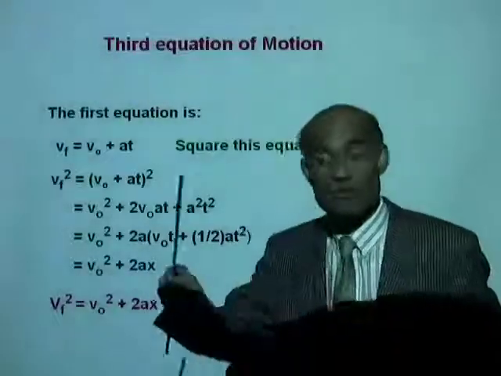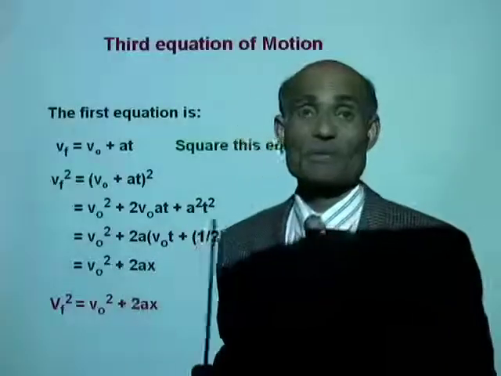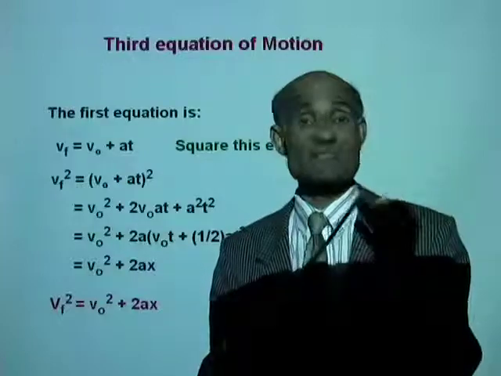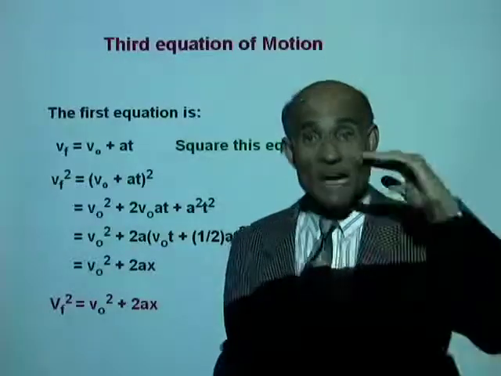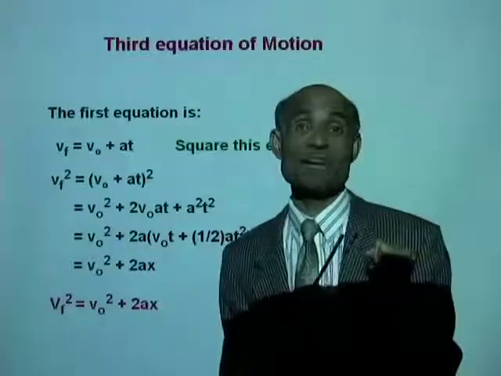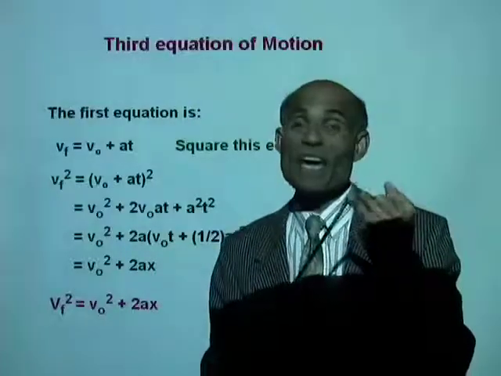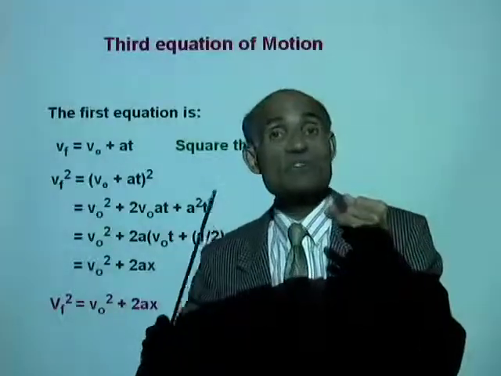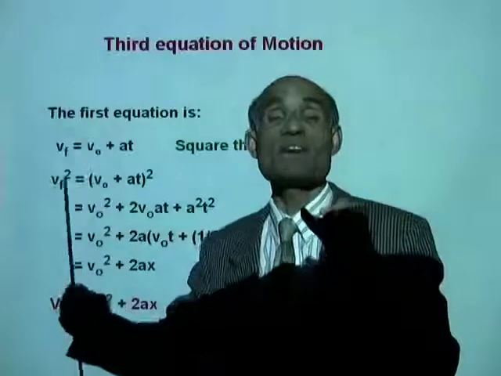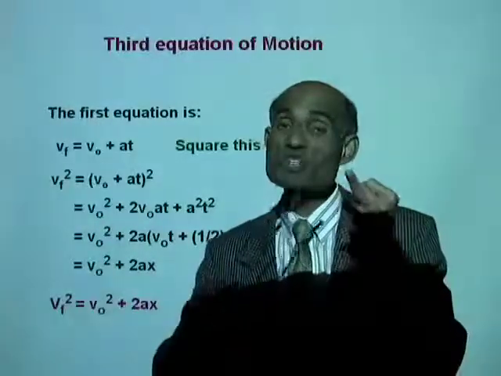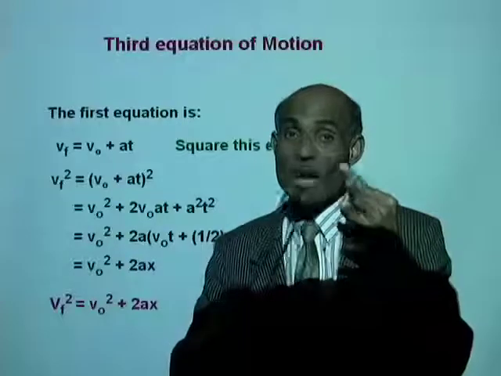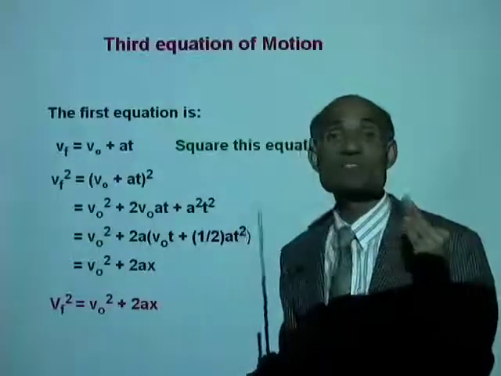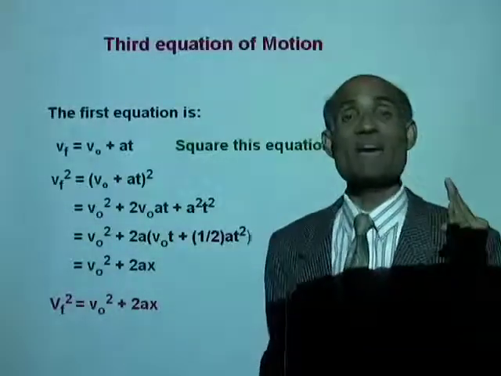I want you to write down these equations and learn them. The first equation is Vf equal to V0 plus At. That doesn't contain the displacement x. The second equation, x equal to x0 plus V0t plus 1/2 At squared. That equation does not contain the final velocity. And the third equation is Vf squared equal to V0 squared plus 2Ax.